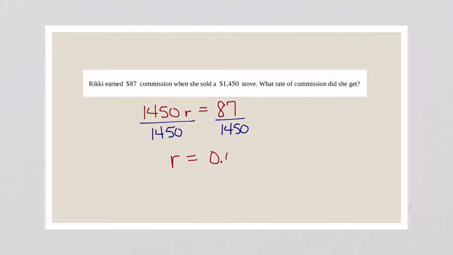and I get this number right here. That is not as a percent yet, so I have to scoot the decimal to the right 2 places, so Ricky gets a 6% commission rate.